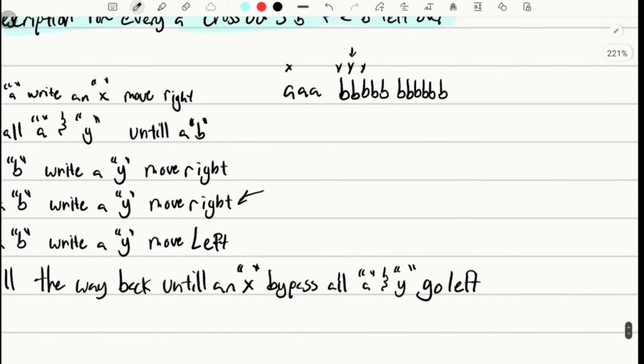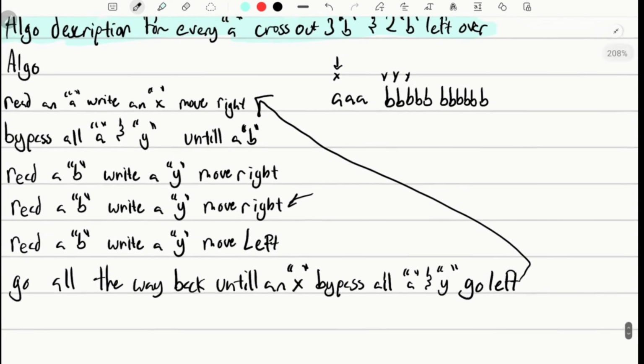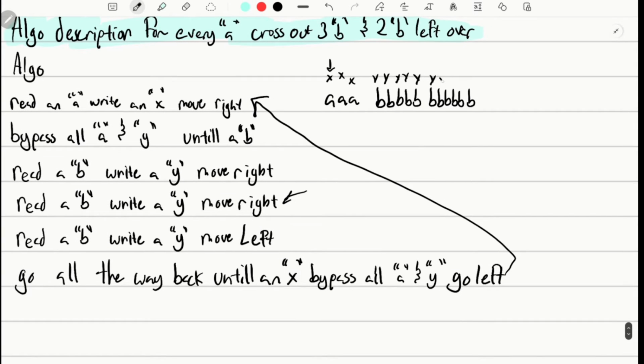So let's actually run it through. We're above this Y. We're going to pass this Y, pass this A, until we hit this X. Once we hit this X, we're going to go right. I'm not going to write in the actual algorithm, but that's what we're going to do. We're going to go right, and that's going to start the loop again. So we're going to write an X, Y, Y, and then Y, X, Y, Y, and then Y.